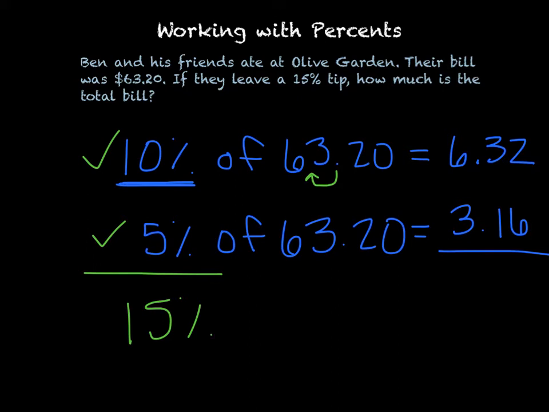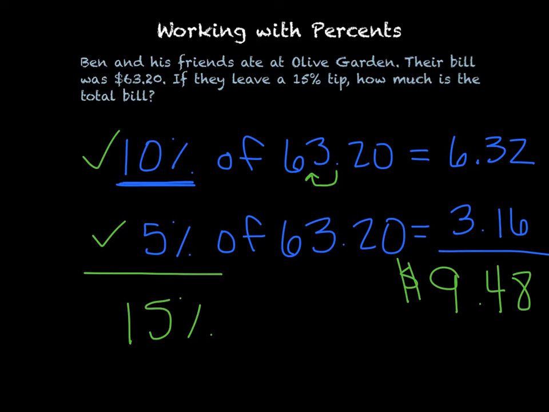And so I'm going to do the same thing over here. I'm going to add these together. And if I add them together, I get $9.48 as my 15% of $63.20. Now for this problem, I would have to add the $63.20 plus the $9.48 to find out the total bill, but right now I'm just showing you a way to figure out percent of a number.